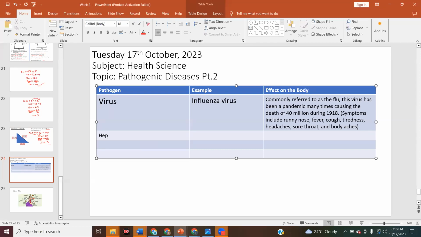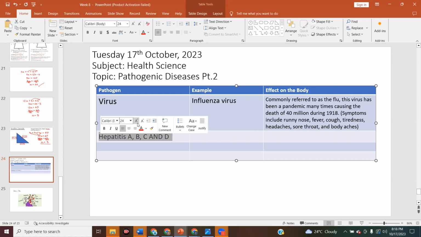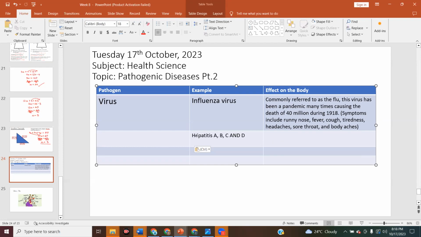is hepatitis. This is another virus, hepatitis. Hepatitis A, B, C, and D. These are all viruses. Okay. Now, this is not supposed to go here. This is supposed to go here in the example, and virus here. So these are our viruses.